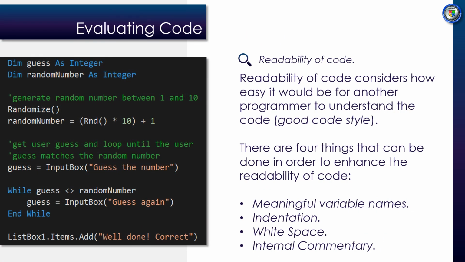The readability of code is also important. When we talk about the readability of code, we consider how easy it would be for another programmer to read and understand our code. All programmers have different styles, so this can be really helpful. There are 4 things that can be done in order to enhance the readability of our code. The first one is to ensure that we use meaningful variable names. This means that we can look at the names and have a good understanding of what will be stored in those variables.